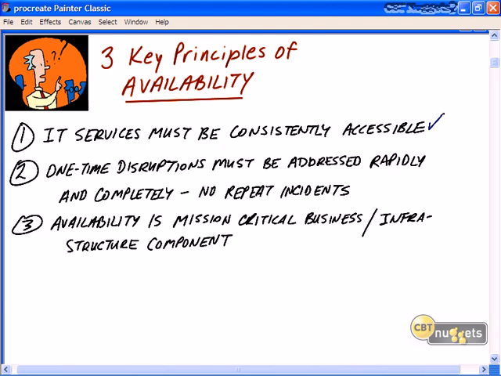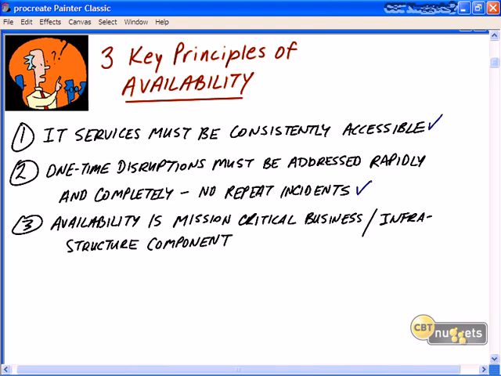The second key principle is that there's going to be disruptions, okay? That's why this is tightly coupled with problem management, okay? One-time disruptions will happen, but they must be addressed rapidly and completely. And the goal here, the principle, is to get to the point where you have no repeat incidents.